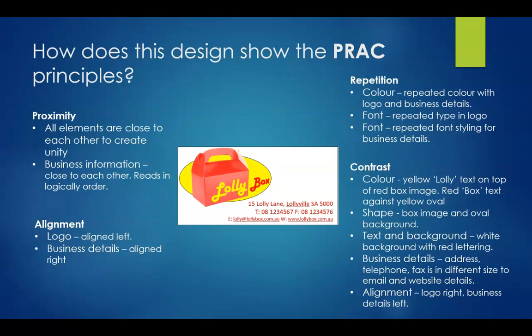Alignment, the logo's aligned left, the business details aligned right. Contrast, color, the yellow lolly text on top of the red box image, the red box text against the yellow oval. Shape, the box image and the oval background. Text and background, the white background with the red lettering. Business details, address, telephone, fax is in a different size to the email and website details. And alignment, logo right and the business details left.